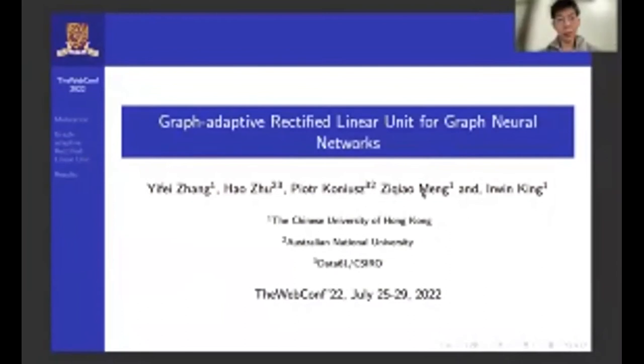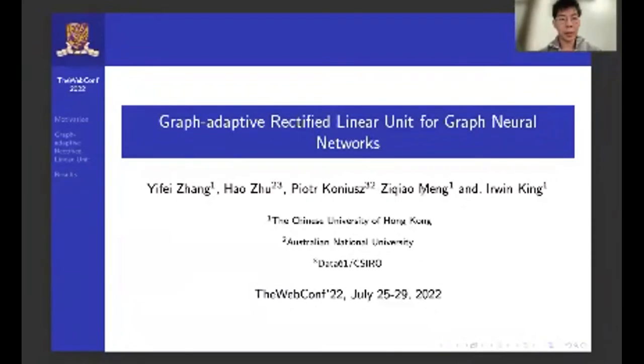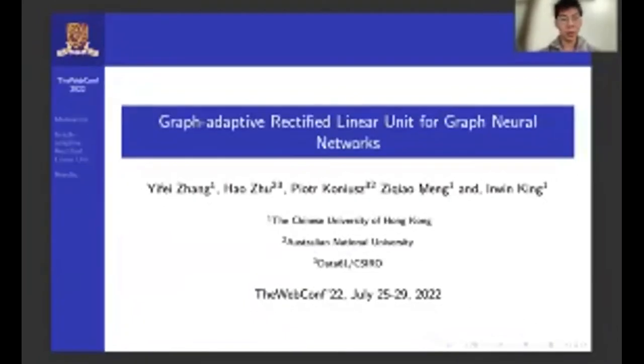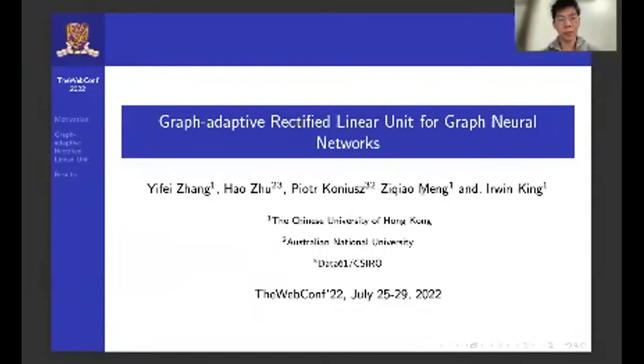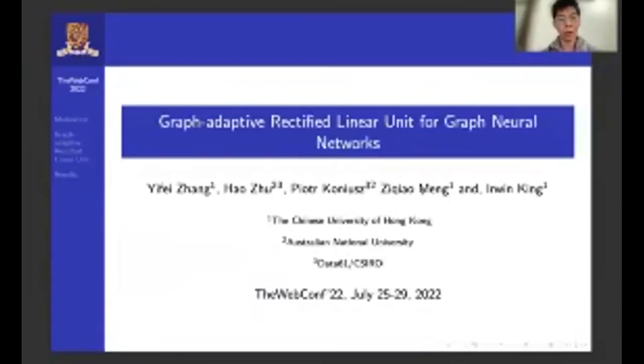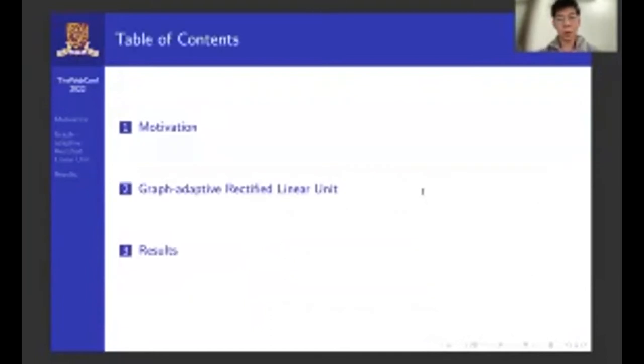Hello, everyone. My name is Yifei Zhang, and I will present my recently published work, Graph Adapted Rectified Linear Unit for Graph Neural Network, which is published in the Web Conference 2022.